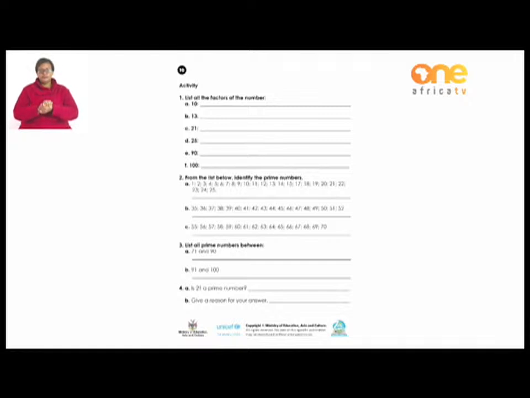3, you need to list all prime numbers between 71 and 90. B, between 91 and 100. Number 4, A, the question is asking, is 21 a prime number? You only need to say yes or no. B, you need to give a reason why you say yes or why you say no. Moving to page 17.